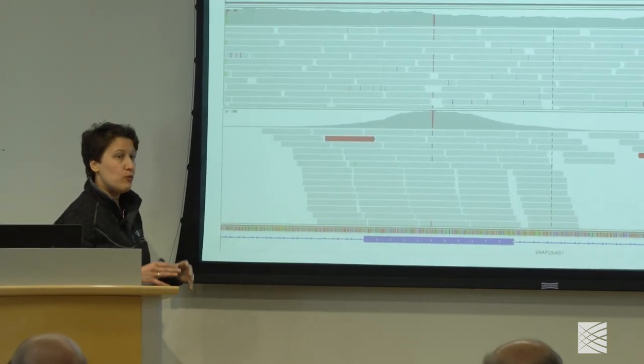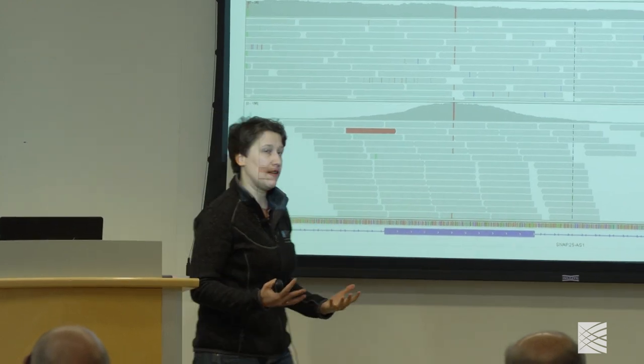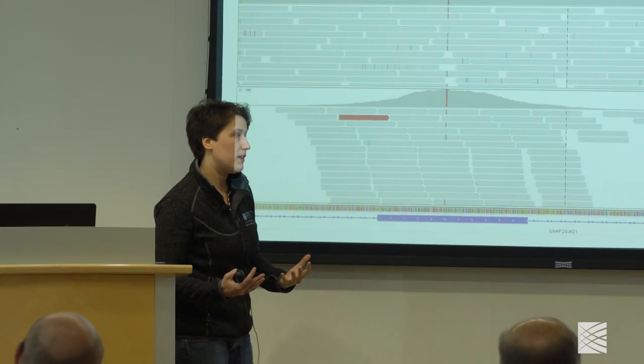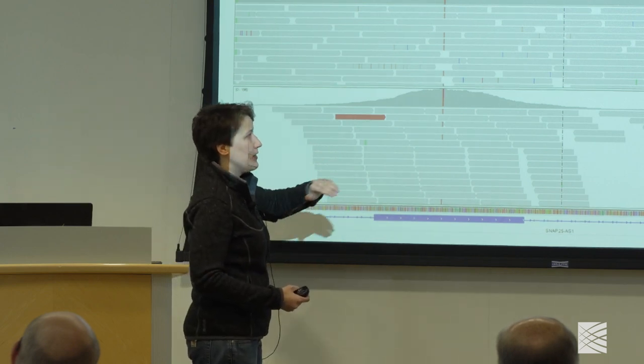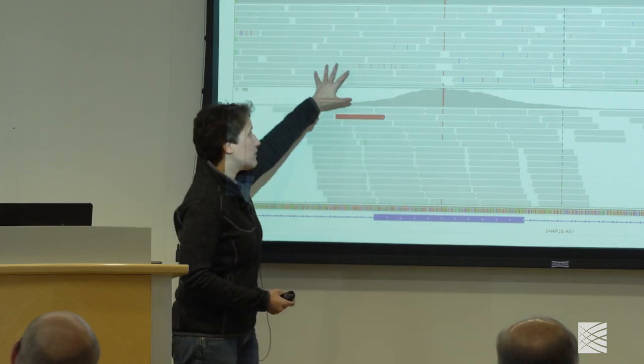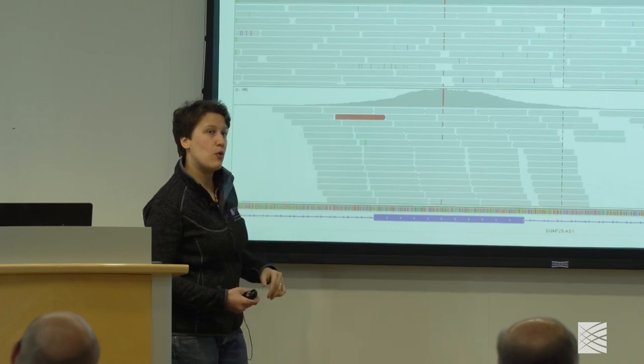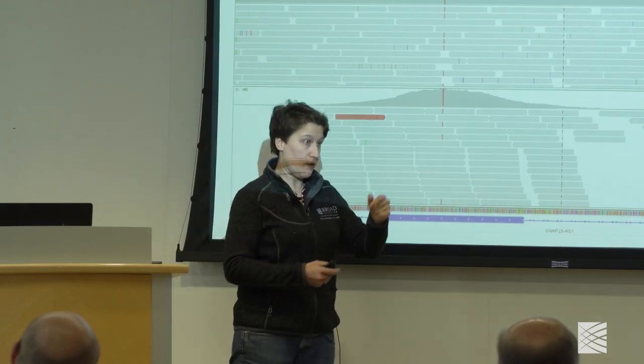And so if you open a file of aligned sequencing data and you put it through a genome browser, you should be able to recognize pretty much on sight whether it's whole genome or exome. Yeah, go ahead.